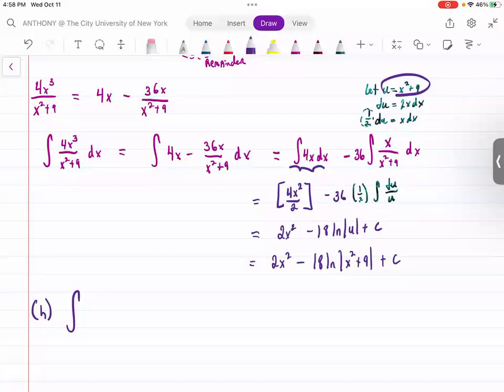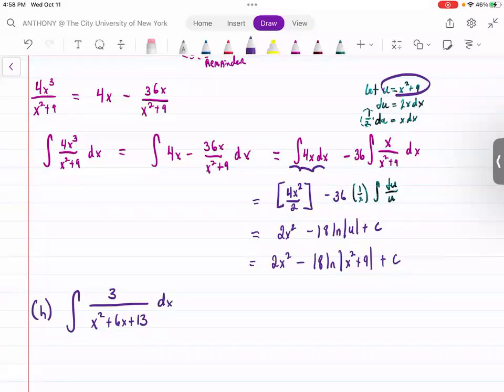So we have the integral. I don't know whose class you're in, Maha.